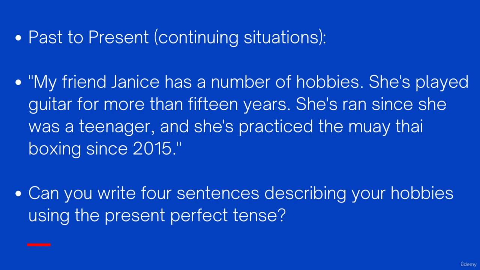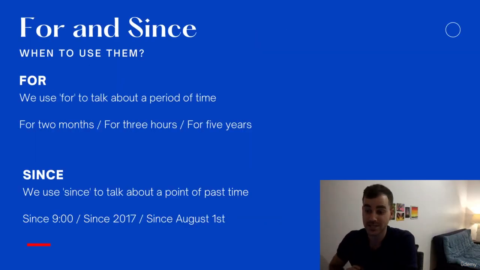Okay, I hope that you paused the video and wrote 4 sentences describing your hobbies using present perfect. You could have said, I've played guitar for 3 years, or I've studied Latin for 2 months. A very common question is, when do we use for and when do we use since? There's a pretty easy rule for this.